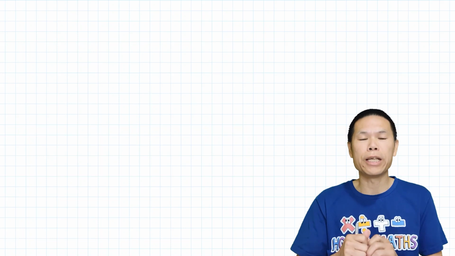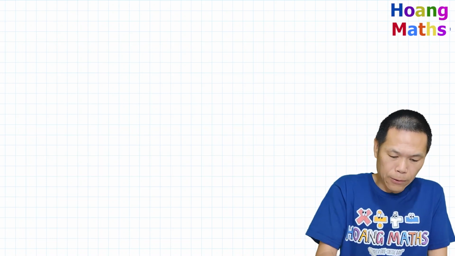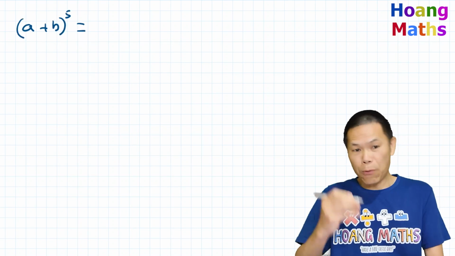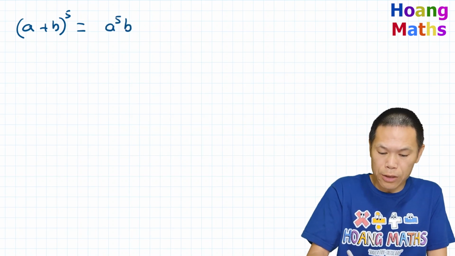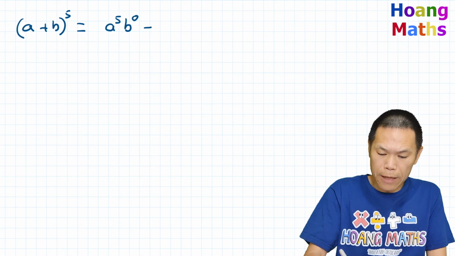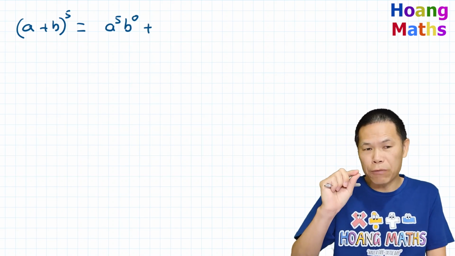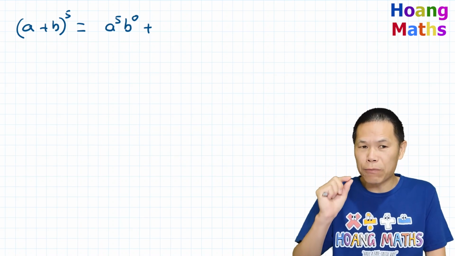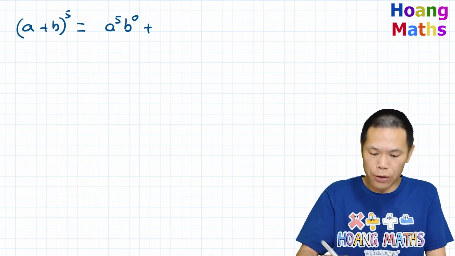Let's say I want to expand (a + b) power 5. So we start with a power 5 and then b power 0. The a power 5 will reduce, and b power 0, we start to increase the index, okay? Until a power 0, b power 5. So we just ignore the coefficient first.